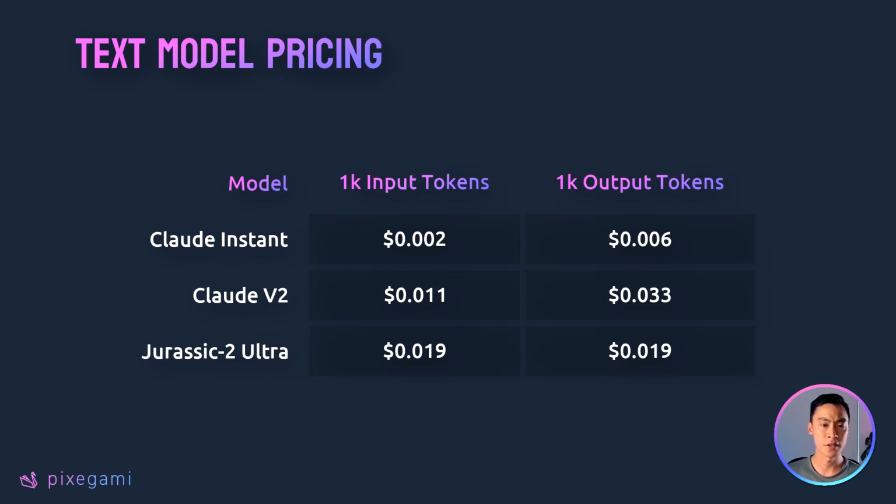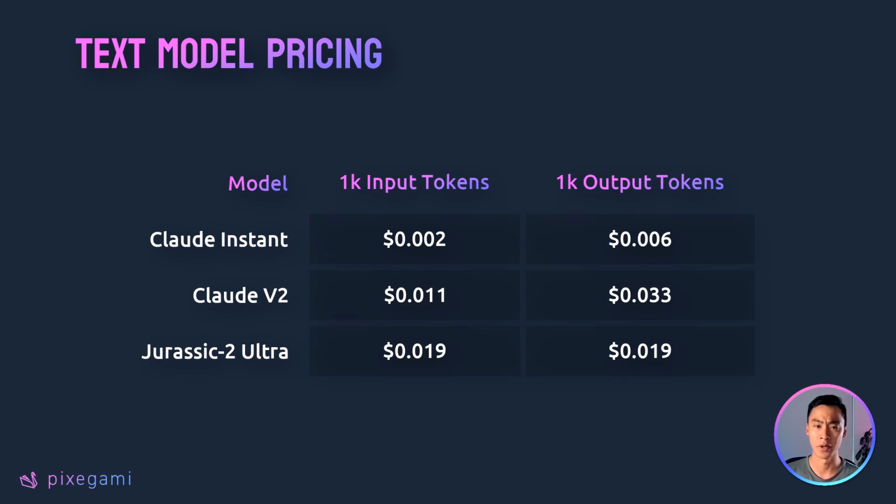Now, the pricing difference is usually due to the model's size and quality. So the more expensive the models are, the idea is that they should give you better results for more complex use cases. However, as I mentioned earlier, I actually prefer the Claude models to the Jurassic model.